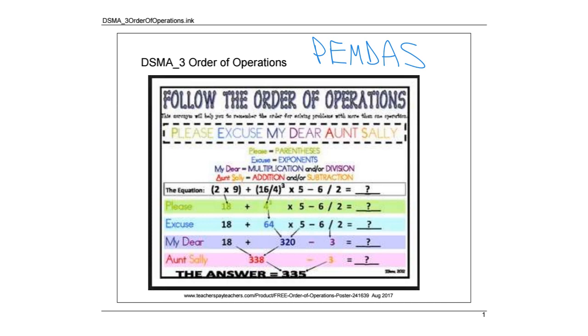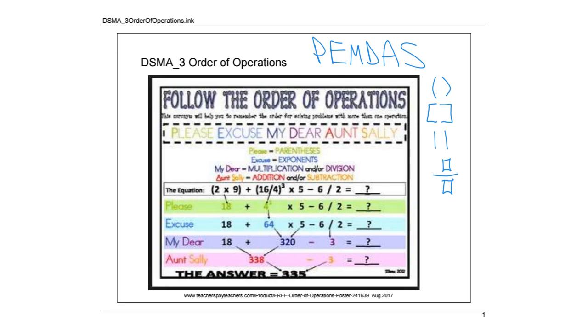The P is for parentheses, but it's actually for all kinds of grouping symbols. So we have parentheses, square brackets, absolute value, which we're going to do later on. We even have a fraction bar, that is also a grouping symbol. I know there's more, but I can't think of them at the moment. Then the E is for exponents. We'll deal with those in a few minutes.